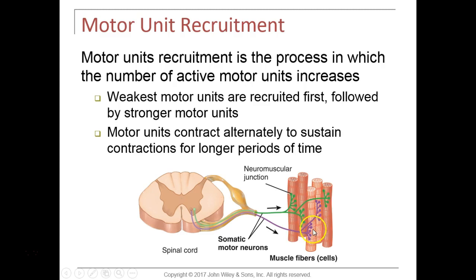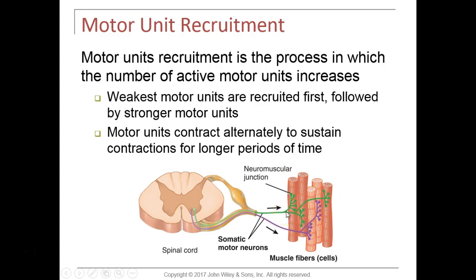Some motor units are small, like in your eye. They don't have to generate large movements, but they have to generate fine motor movements. So they might have, you know, 5, 10, 15 muscle cells per neuron. But the muscles in your thigh, for instance, have the biggest motor units. They can have a couple thousand or more cells per neuron. So when that one neuron fires, many, many more cells can contract.